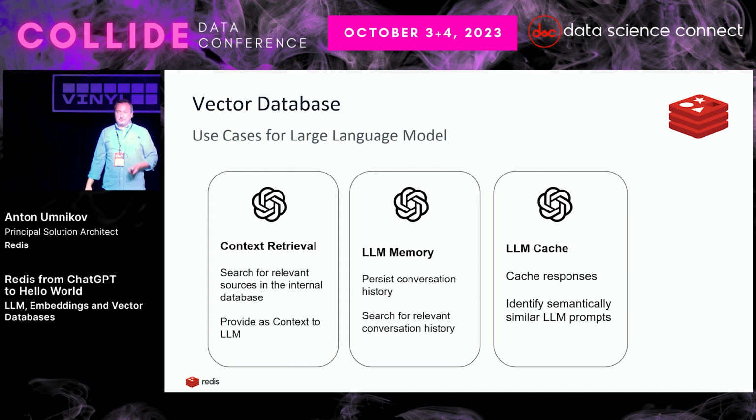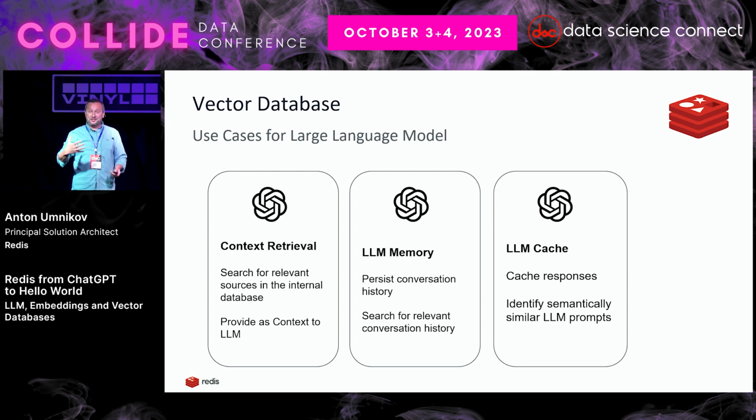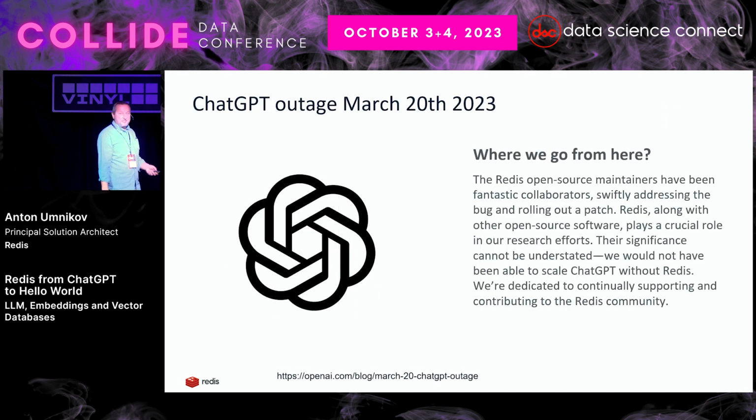And LLM memory. If you ever talk to ChatGPT, to OpenAI, it kind of remembers the context of all your previous conversations and the context of your conversation. The ChatGPT model itself does not. It's a database that sits on the side that remembers it. And actually, ChatGPT is already using Redis just for that.